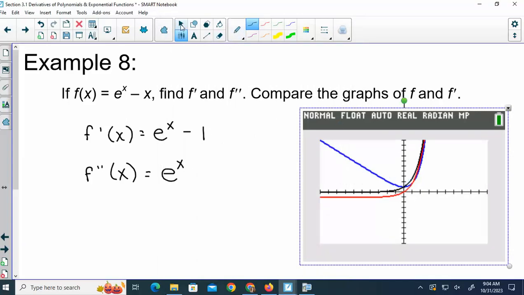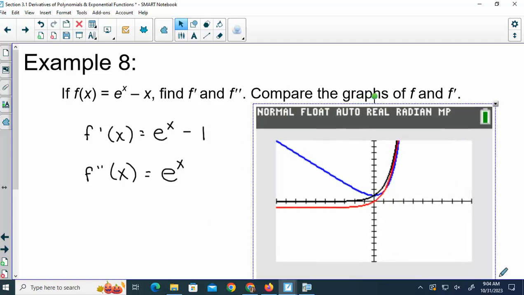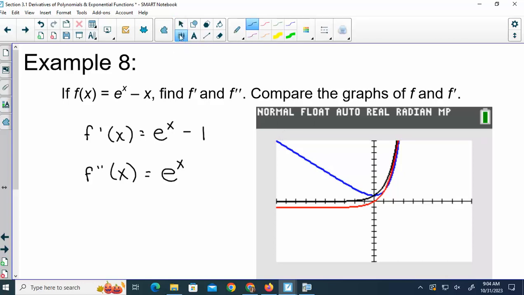So the blue one is the first function. You'll notice that function started out decreasing. So its derivative was the red one. And what was true about the derivative of that? It started out negative. So that red one started out negative. Here you had a horizontal tangent line on the blue one, so its derivative was 0. And then that blue one increased, so the derivative was positive.